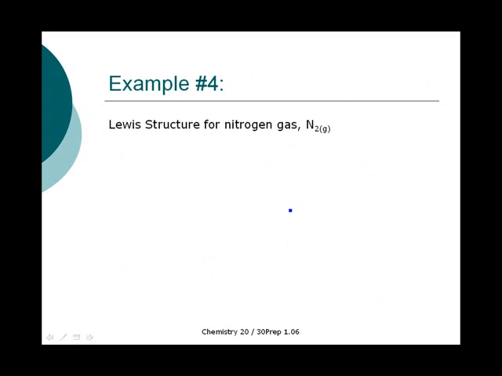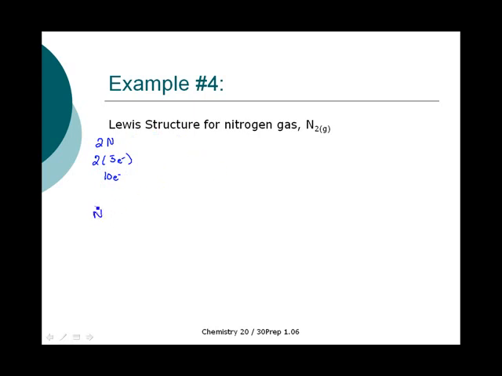So, Lewis structure for nitrogen gas. For this one, the first thing we're going to do is count the electrons. We have 2 nitrogen atoms. In terms of valence electrons, that means we have 2 times nitrogen's 5 valence electrons, since it's in group 15, so we need a total of 10 electrons.